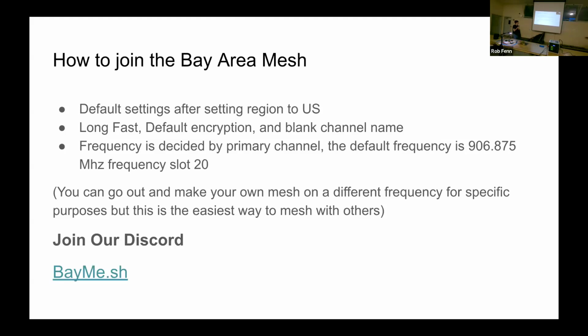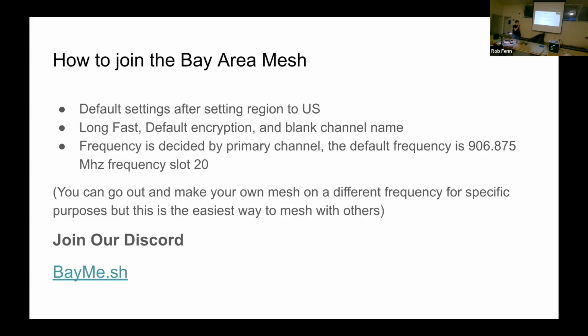So this is how you join our network that we're running on the default frequency. For default settings, what I would recommend is don't go around changing settings you don't know, only if you really know something. Most of the default settings work really well. The only things you need to change are region and name, and most of that. But don't really touch other stuff that you don't know because you might mess something up. So set it to long fast, but that should be the default.